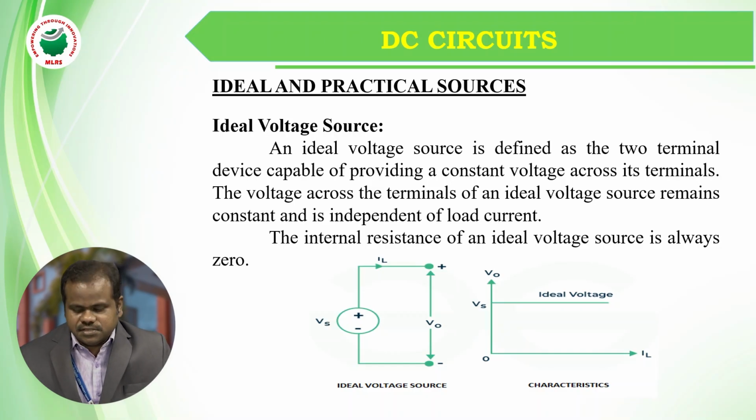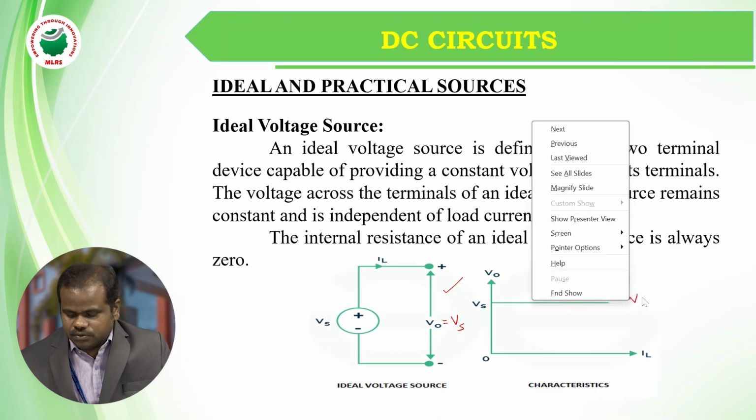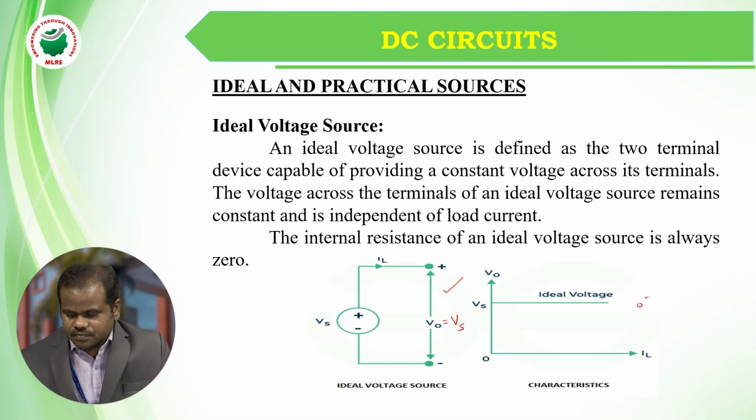The internal resistance of an ideal voltage source is always 0. So this represents the circuit symbol of an ideal voltage source whose internal resistance is 0. In this case, we can observe the output voltage V0 is always equal to Vs. So with this relation, if I draw a graph between the load current and V0, it can be observed that it is always constant, nothing but V0 is equal to Vs.